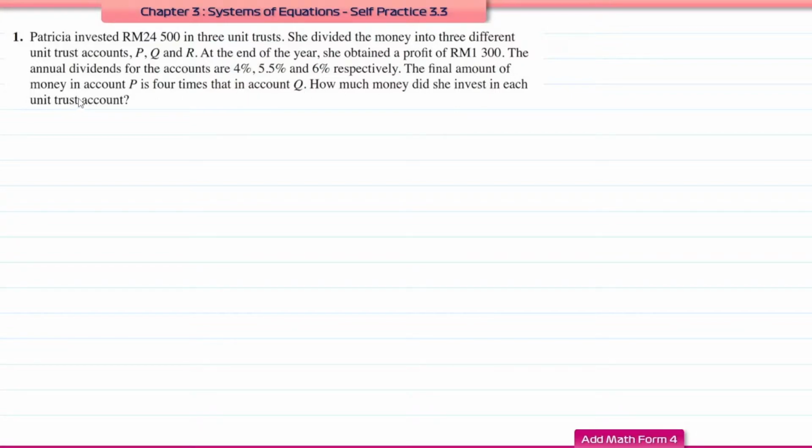The final amount of money in account P is 4 times that in account Q. So the question is, how much money did she invest in each unit trust account?